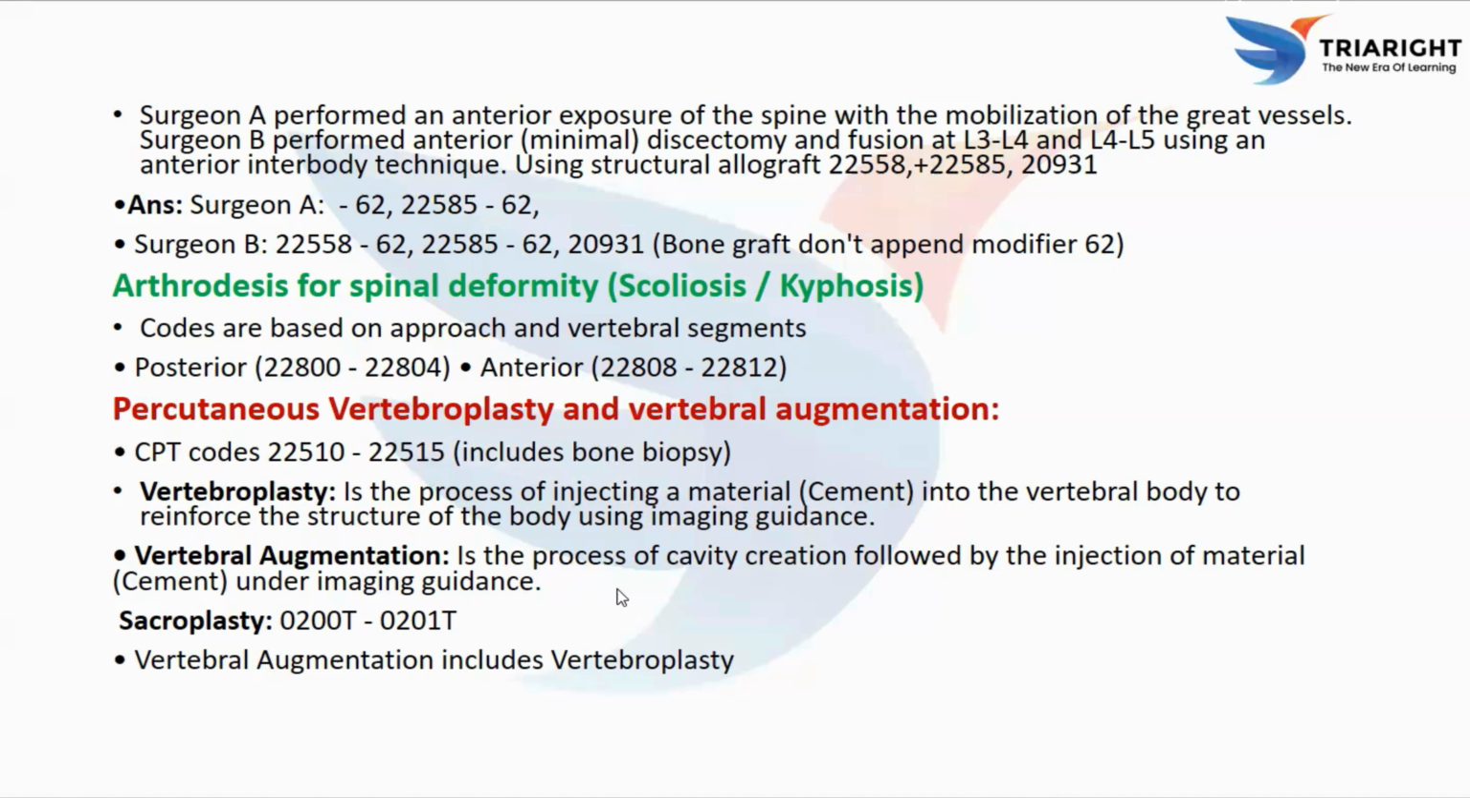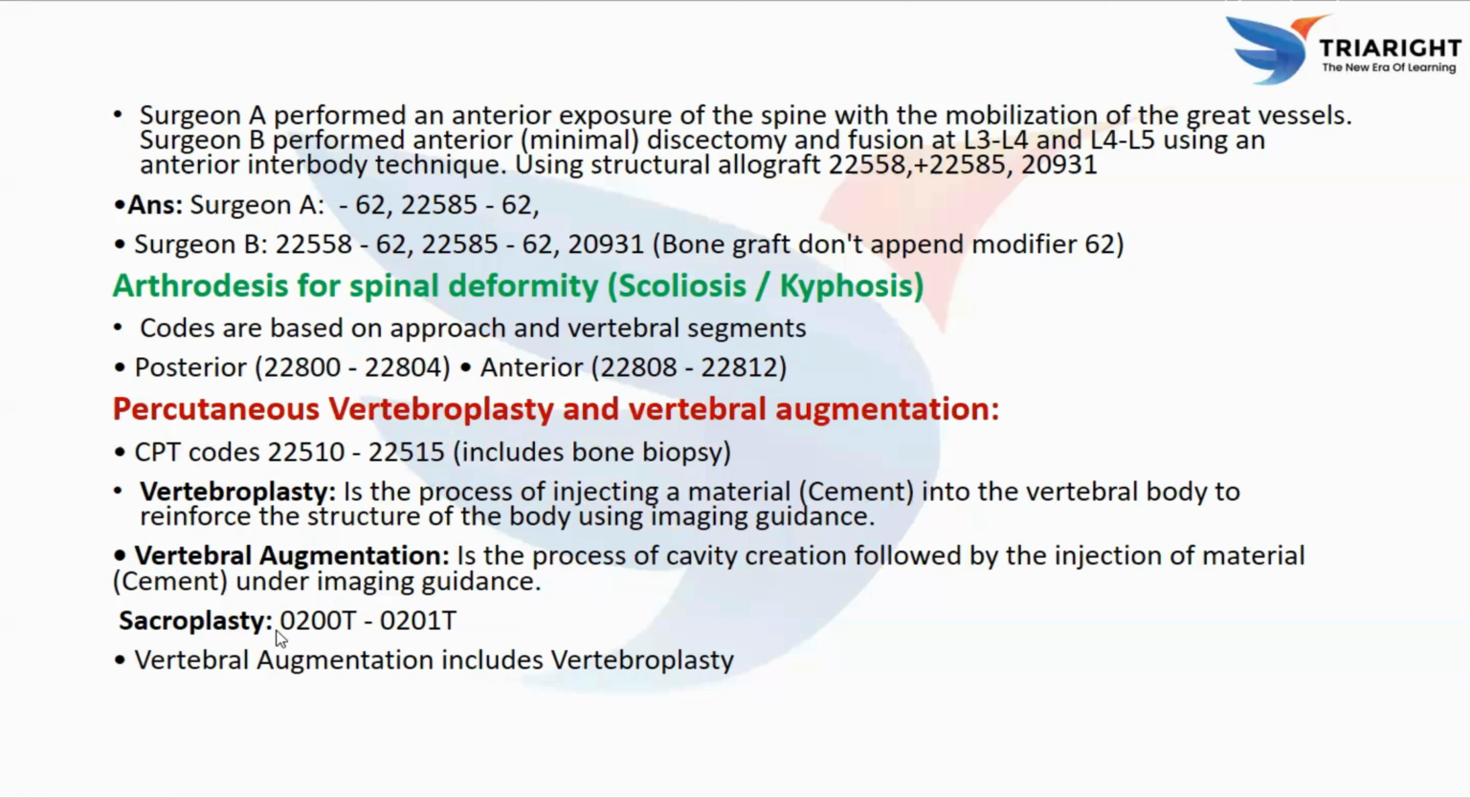Whereas vertebral augmentation, also called kyphoplasty, first creates a cavity, usually with a balloon. Then cement is injected, and it restores height plus stability. So what is the important rule? Vertebral augmentation always includes vertebroplasty. So never code both together, and only report the augmentation if performed.